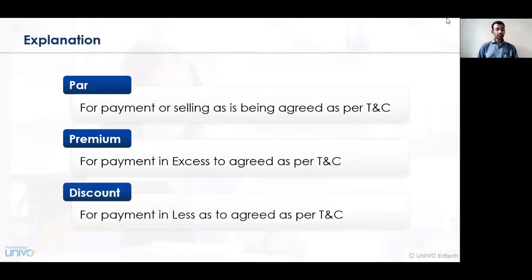And lastly, the third type or example we have is the example of discount, for payment in less than the agreed terms and conditions.